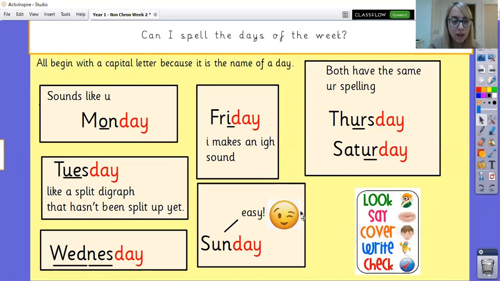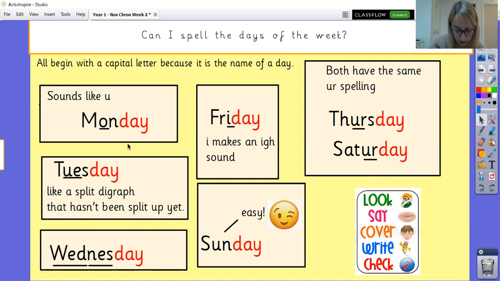What I would like you to do now is to have a go at spelling these in your book using the look, say, cover, write and check method. So what you will need to do is you can start on Monday. So you would look at it, you'd say it out loud, Monday. Then you would go into your books and write it down. Okay, so the cover part is that you just don't look at the screen, okay?